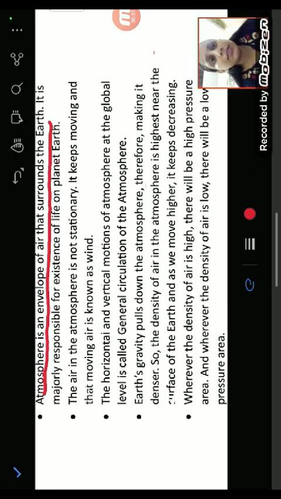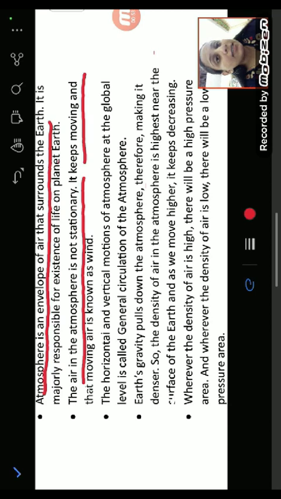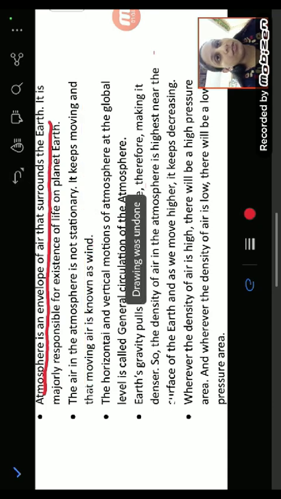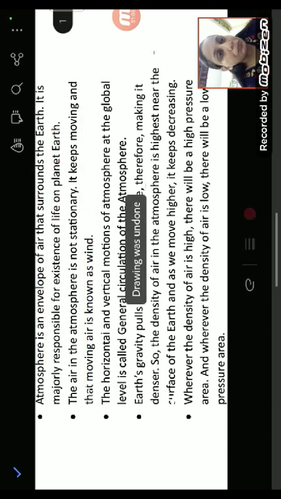And this air does not remain stationary, means it does not stay at a single place. It keeps moving, and that moving air is known as wind. So when air moves, it is known as wind. So now you know the difference between air and wind.